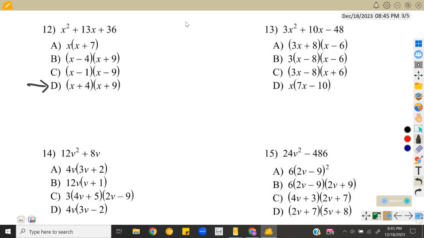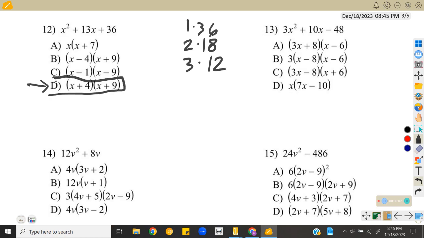I mean, 36 has kind of a lot of factors, right? 1 times 36, 2 times 18, right? You can keep going down the list, right? 3 times 12. In this case, you have to choose one of these. So, the answer of D would be something that is kind of jumping out at you, right? 4 times positive 9 makes 36. And if we add 4 and 9, we get 13. And so this would be factored correctly if we were going to do this one.